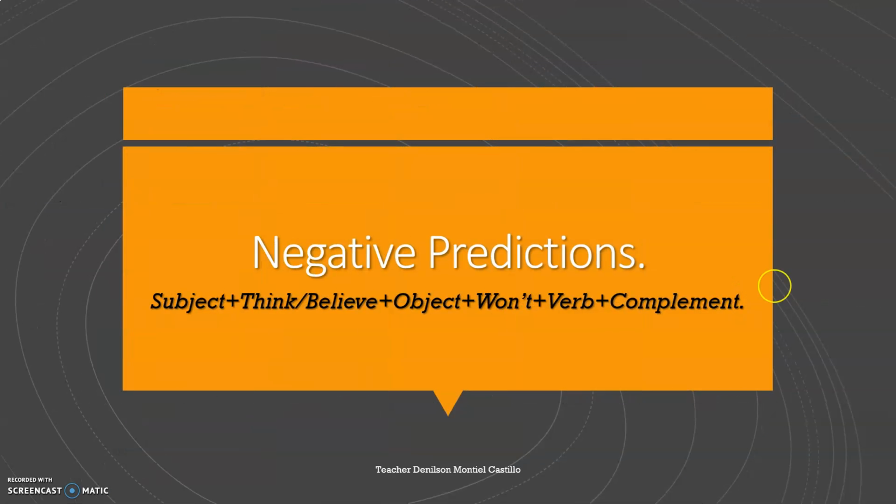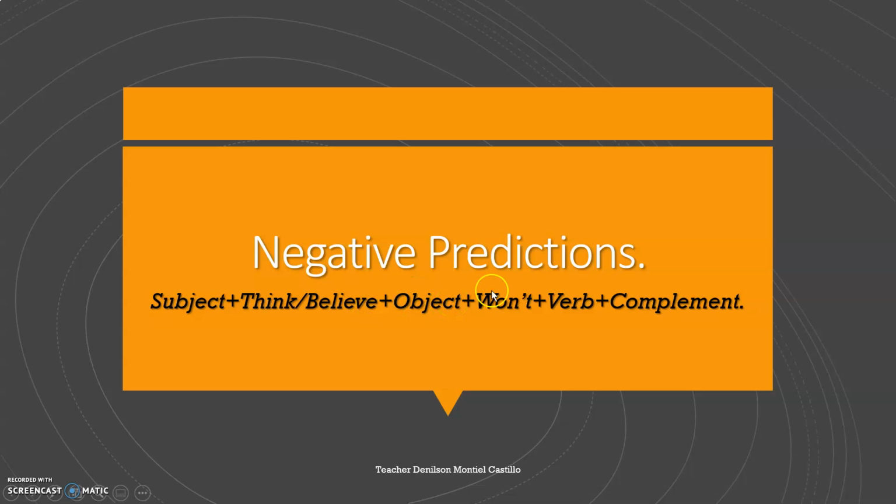Okay? Now, what about negative predictions? Now, we were watching affirmative predictions, things that we think will happen in the future. But what about things that we consider won't happen in the future? Okay, let's see. Again, we start with the subject. After the subject, we have think or believe. After that, we have the object.